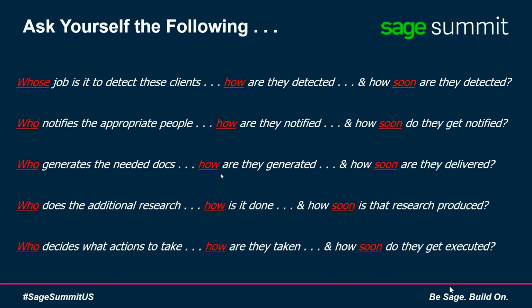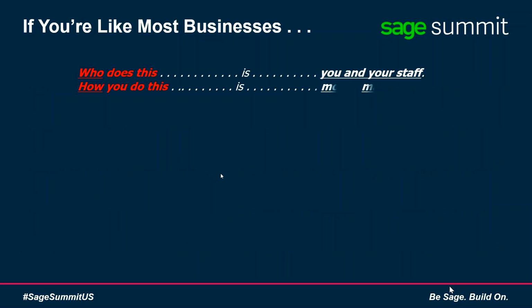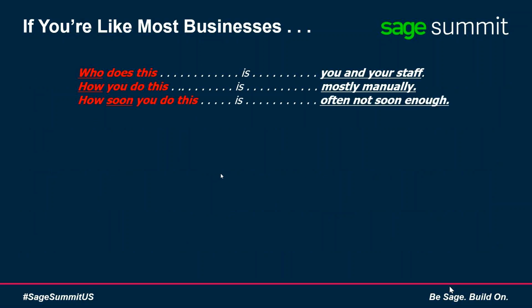And finally, who takes the time and who has the responsibility to potentially put that delinquent customer on credit hold or change their payment terms? If you're like most organizations today, the answer to those questions are the following. Who does this? It's you and your staff. How you do it? Right now, mostly manually. And how soon this work gets done is often not soon enough.